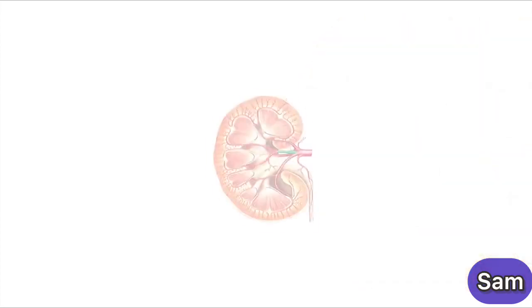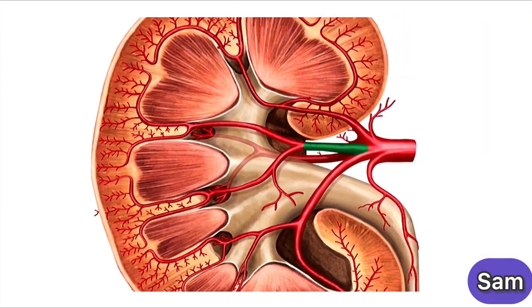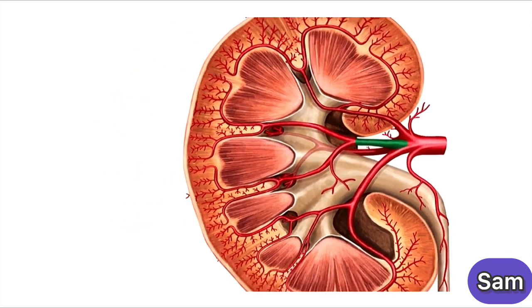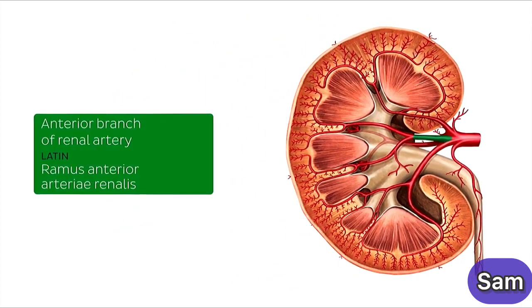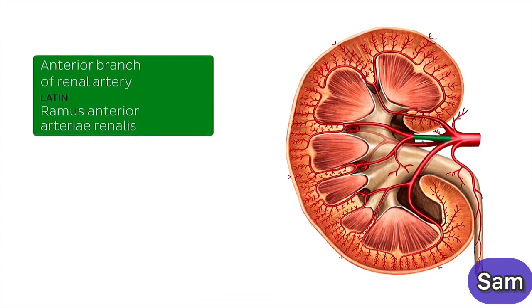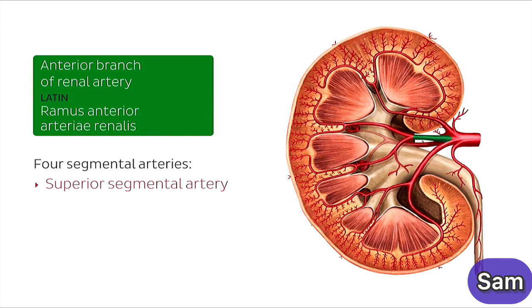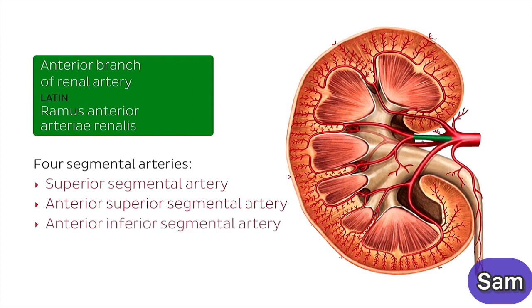We're going to move on to this one that you see highlighted in green that I briefly mentioned on a previous slide. This one is known as the anterior branch of the renal artery, also known as the anterior ramus. And this branch will give off four segmental branches, or segmental arteries, that we will be discussing in this tutorial. One is the superior segmental artery. The other one is the anterior superior segmental artery, also the anterior inferior segmental artery, and the inferior segmental artery. All of these will be covered here.